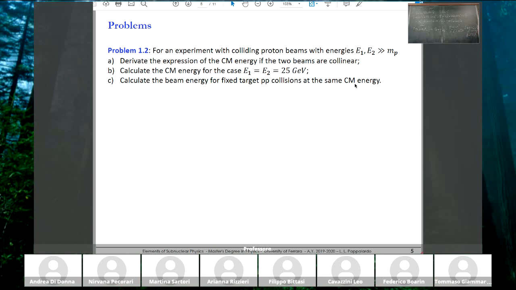And the reason for that is what I was telling you before. If you want to obtain the same center of mass energy with a fixed target experiment, your beam energy must be much, much higher than in the collider mode. And the reason for that is that a big fraction of the energy in the collision is wasted for the motion of the center of mass in the laboratory frame. And only a small part will be available for the reaction itself. Alright?